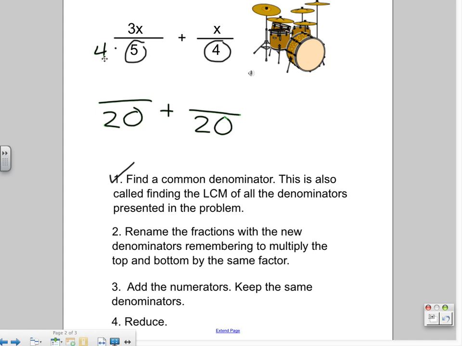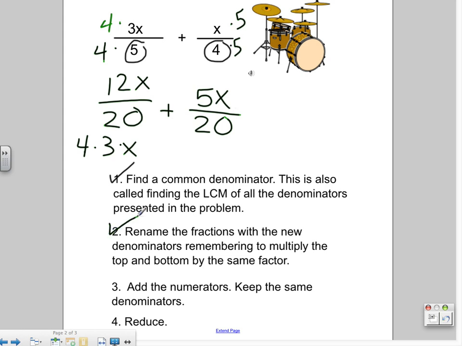This one I multiply the bottom by 4 and the top by 4. 3x times 4, or 4 times 3x. Remember that in between 3 and x is just multiplication. So it's basically 4 times 3 times x. So it's 12x. Up here I'm going to multiply by 5 and by 5. I get my numerator is 5x. So now I have 12x over 20 plus 5x over 20.